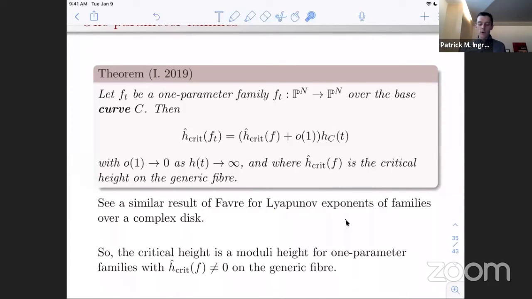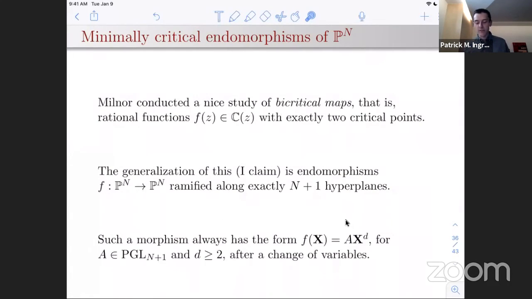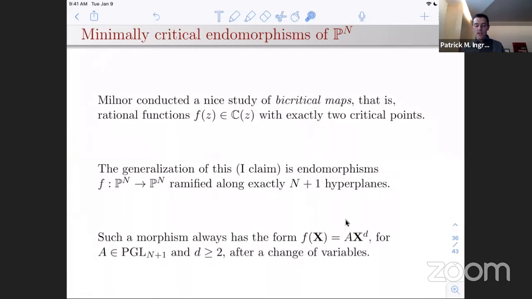And so if you have a one parameter family where the critical height does not vanish on the generic fiber, and here I just mean this height is going to be computed with respect to the height function on the function field, then this conjecture is true in any one parameter family, but your constants depend on that particular one parameter family. So there's maybe some vague intuitive heuristic reason why this conjecture might be true, or at least it doesn't fail in some obvious way for one parameter families.